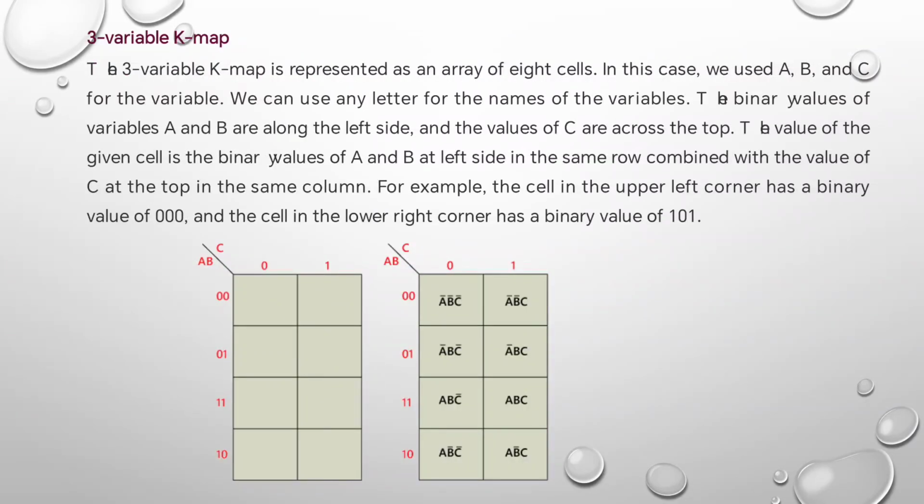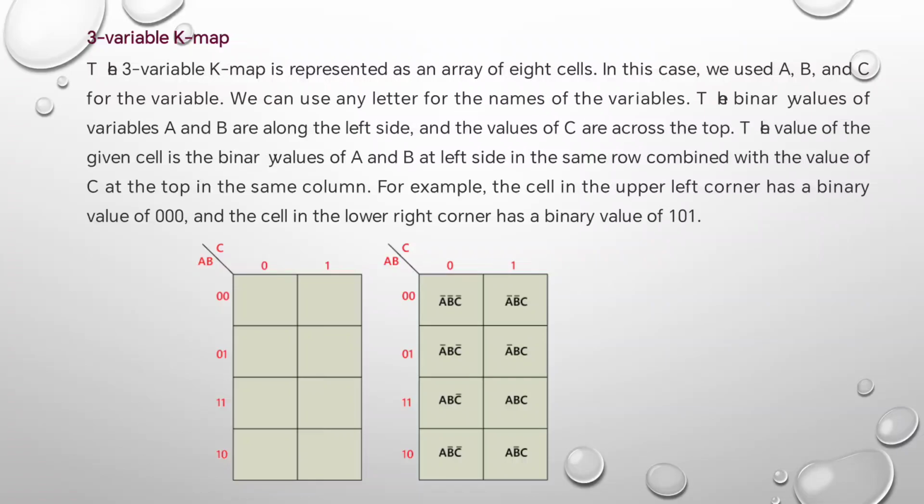Next one is the 3 variable K-map. The 3 variable K-map is represented as an array of 8 cells. In this case we use A, B, C for the variables. We can use any letter for the name of the variables. The binary values of variables A and B are along the left side and the values of C are across the top. The value of a given cell is the binary values of A and B on the left side in the same row combined with the value of C at the top in the same column.